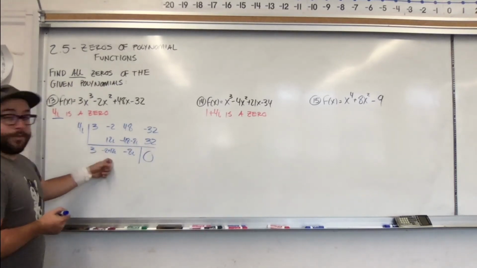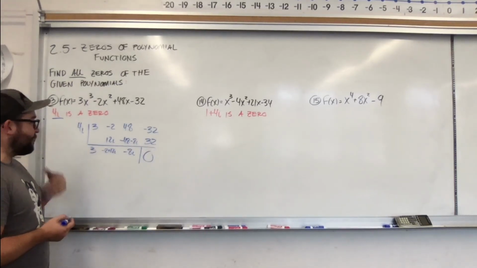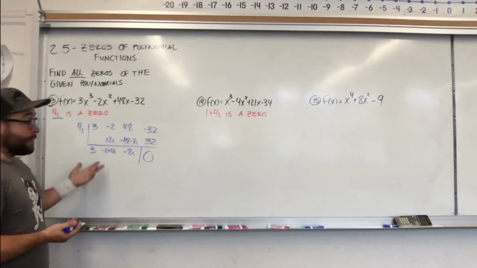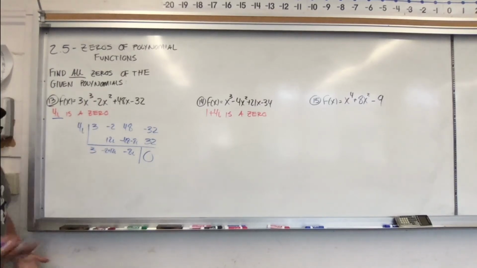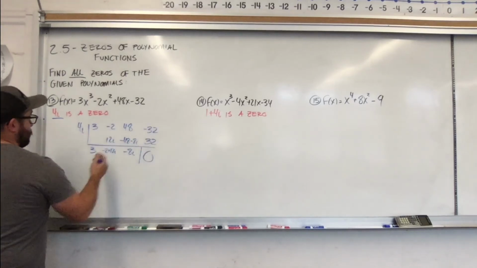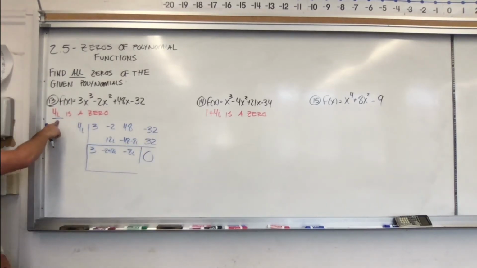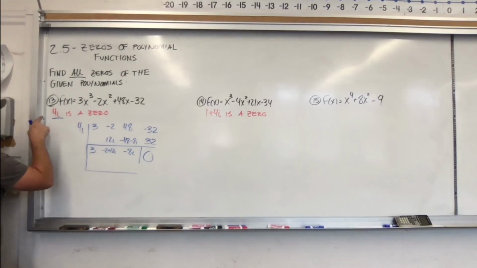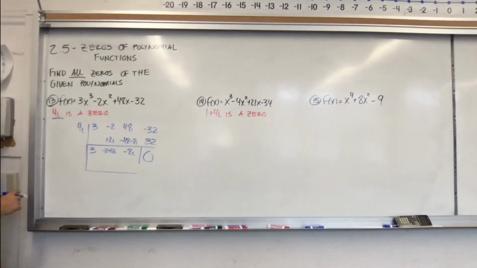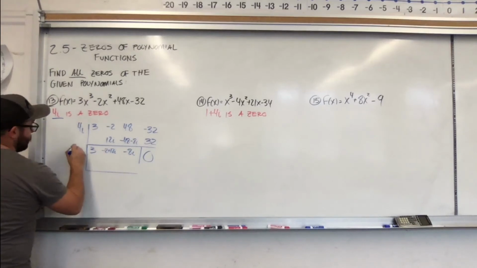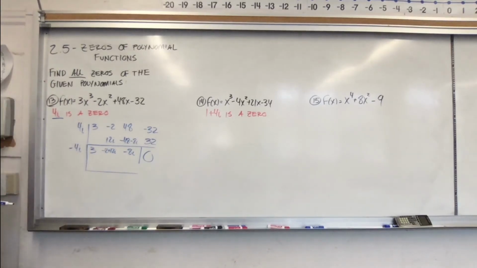Now, we could write this as a quadratic and try to factor it, I guess. But we already know another 0. We don't even need to do the rational root test, right? We already know another 0 because the 0 they gave us is complex. So if 4i is a 0, so is its conjugate of negative 4i. So we can do that here.